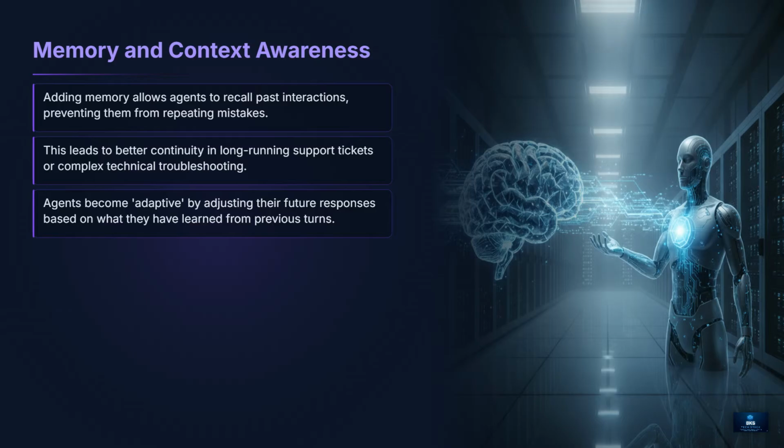One of the most important upgrades you can make is adding memory. Without memory, an agent is like a blank slate every single time. By enabling context awareness, the agent remembers previous parts of the conversation, which is critical for things like IT help desk support, where it needs to know what was tried before.